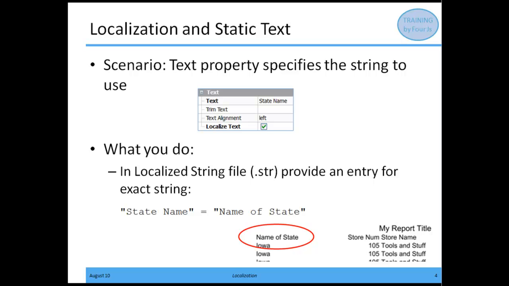When you're localizing static text, that's text that you have entered directly, not dynamic or created based upon the variables being passed in, you first have the text identified. In our example, our text says state space name. This is the string that's going to need to be localized. So in my localized string file, my str file, I need to provide an entry for this exact string. I would say state space name is equal to, and then the value that I want it to localize. Here I'm just using name of state, but if you were localizing to a different language, you would have the translation in quotes inside of your str file. When it comes time to run, if the localized box is checked, then it's going to translate that for you so that it uses the localized string instead of the string defined in the text field.